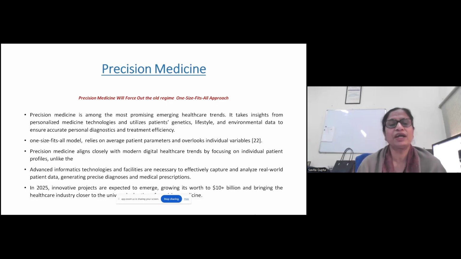So in 2025, innovative projects are already expected to emerge, and this precision medicine industry is going to be worth around $10 million. So there is a lot of work going on in the area of precision medicine, precision farming, and many more. Every industry is moving towards precision working. But this is possible only because of AI, big data analytics, and machine learning, which allow you to analyze the patterns from the given data.